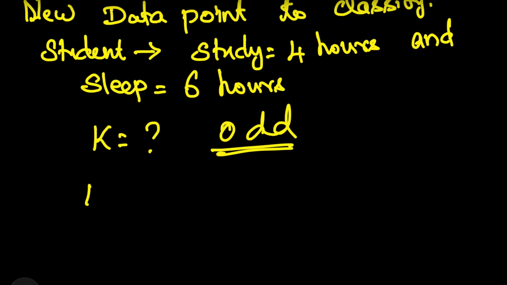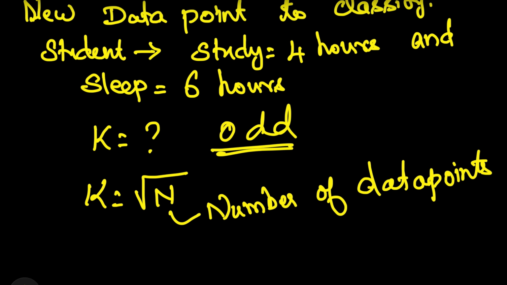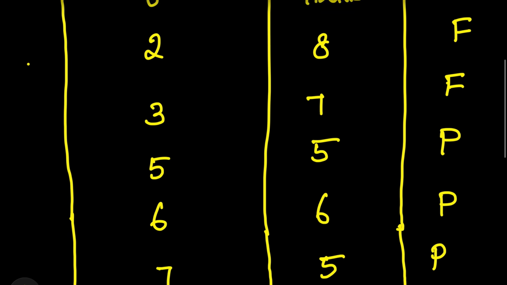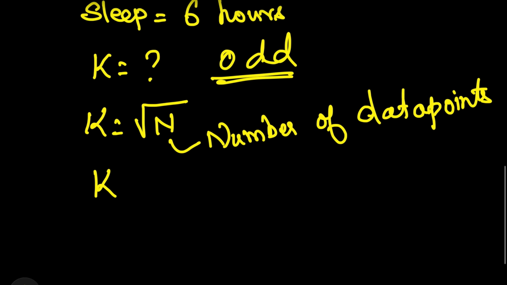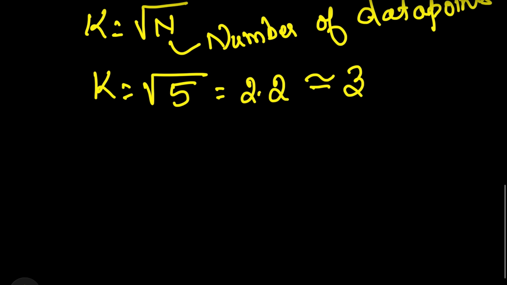The formula for finding k is the root of n. N is nothing but the number of data points or number of samples given here. According to our training data set, we have 5 samples, 5 data points. So let us take the root of 5. This will give you the value 2.2. By approximating it, we will take the value 3 because 2 is even. So the k value is 3, which is an odd number. In this, the majority voting will not result in a tie.